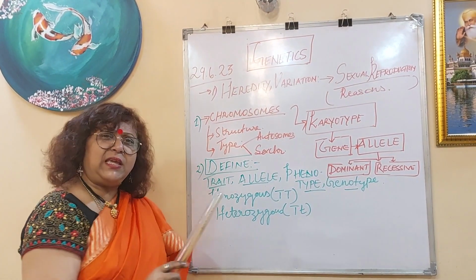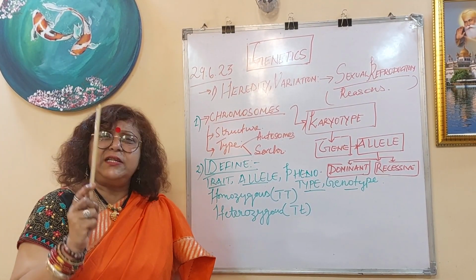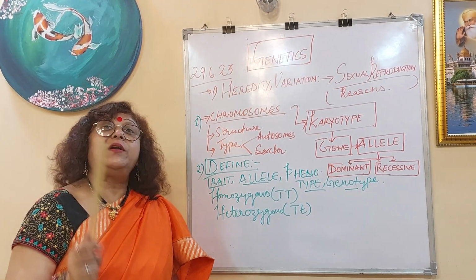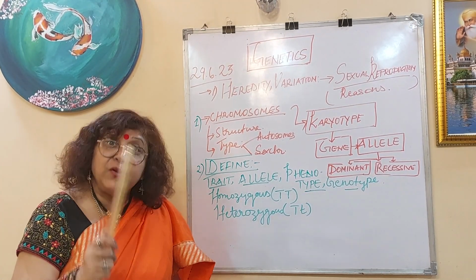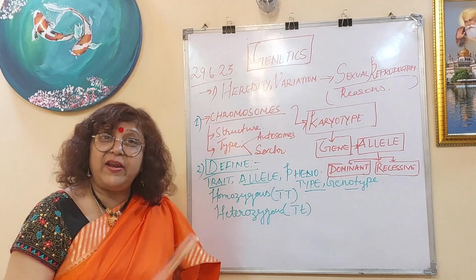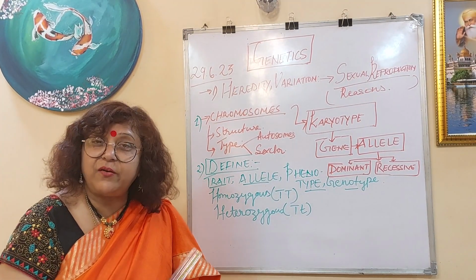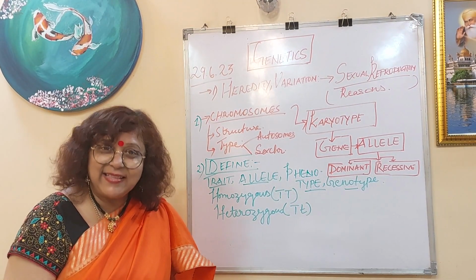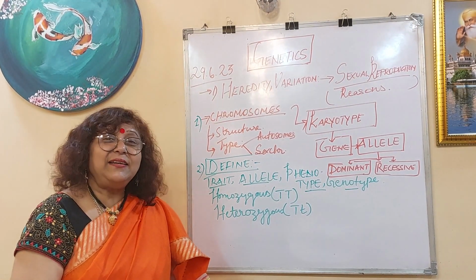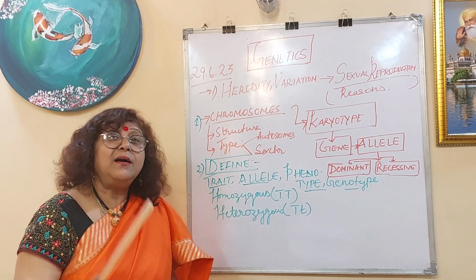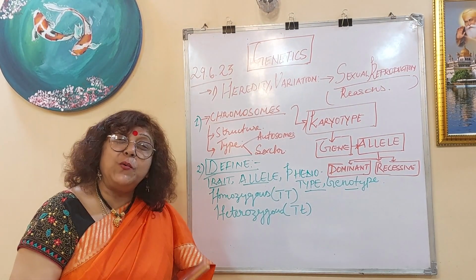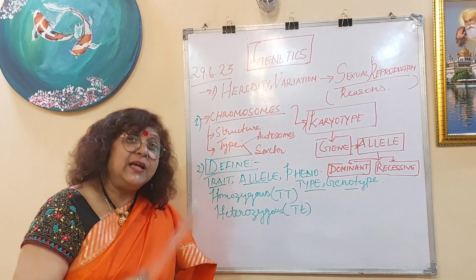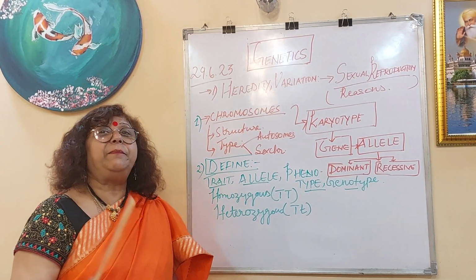After this, you will see certain terms in the lesson: what is a trait, what is an allele, what is homozygous, what is heterozygous, then phenotype, genotype, dominant trait, recessive trait, monohybrid cross, dihybrid cross, Punnett square, sex-linked inheritance, the sex chromosomes, and in the end the contribution of Mendel, who is known as the father of genetics, with his three laws: the law of dominance, the law of segregation, and the law of independent assortment.